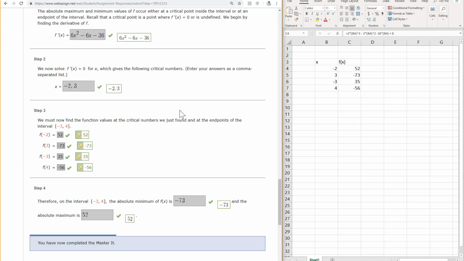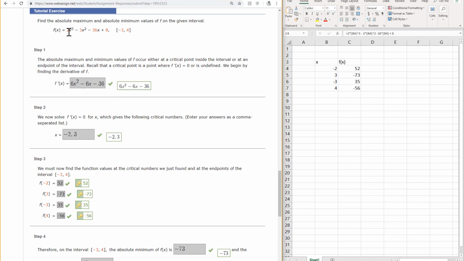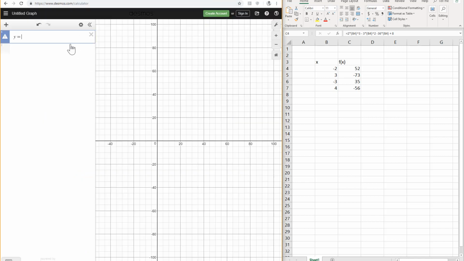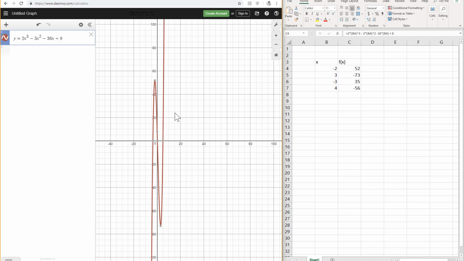And as always, it's worth looking at the graph of this. So let's take our function here and see if we can graph it. Our function is y equal to 2x to the third power minus 3x squared minus 36x plus 8. And here goes our function. Now we want to restrict this, so let's restrict it to go from x values of minus 3 to 4. I think that's our restrictions.